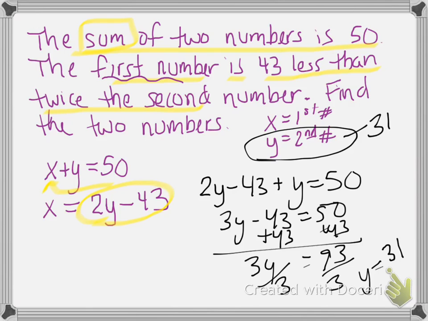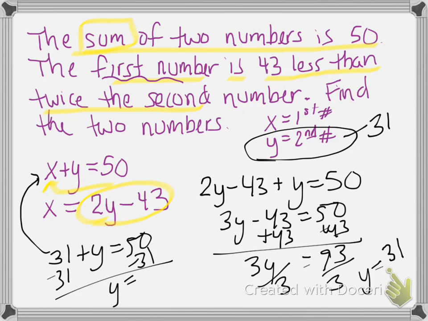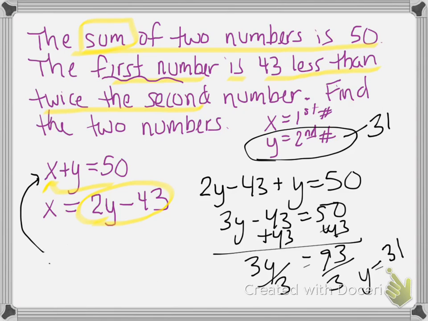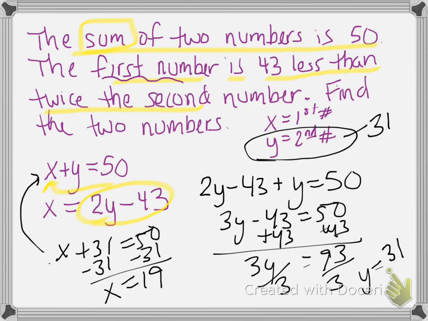And now I can plug it back in, so I'm just going to go ahead and use the top one. 31 plus something equals 50. Take 31 over, and y equals 9, or x equals, whoops, I solved for y. Let me redo that. I already have y. x plus 31 equals 50. And I know x is 19. So then I just need to make sure that I answer the question: the first number is 19 and the second number is 31.